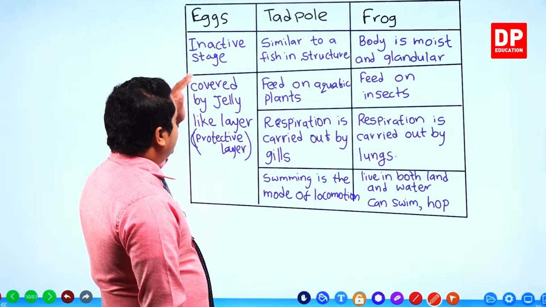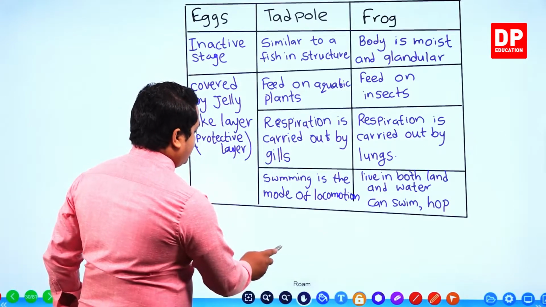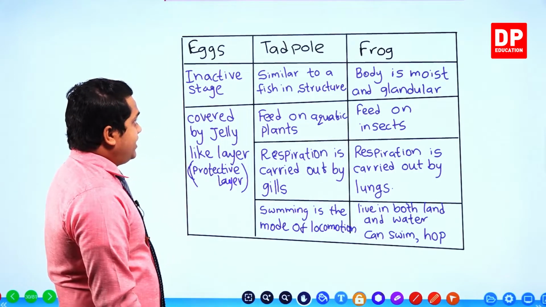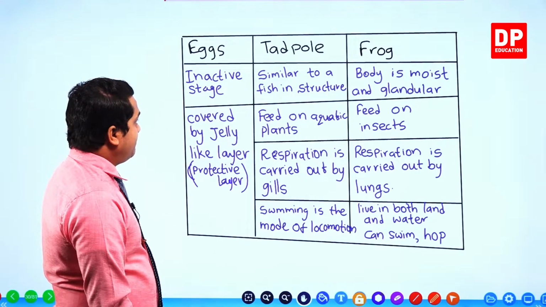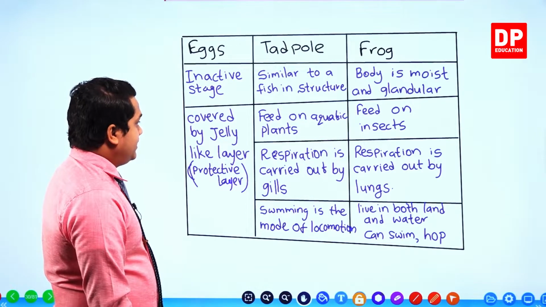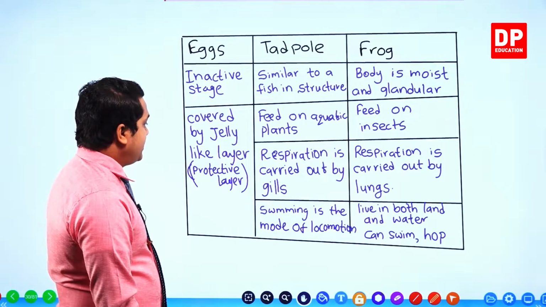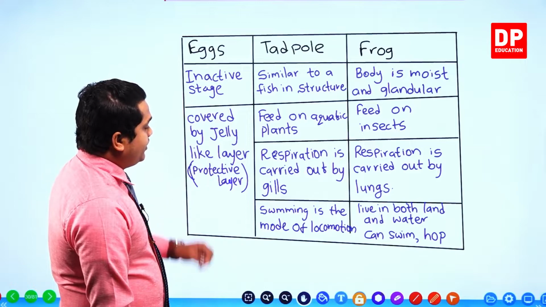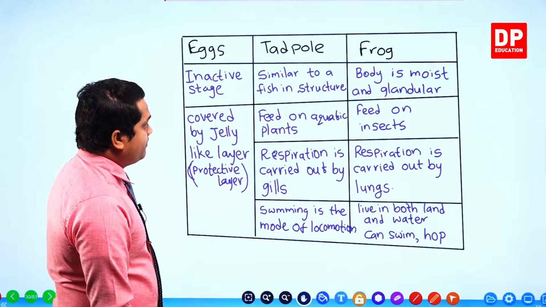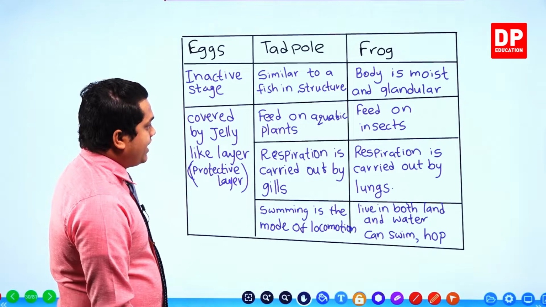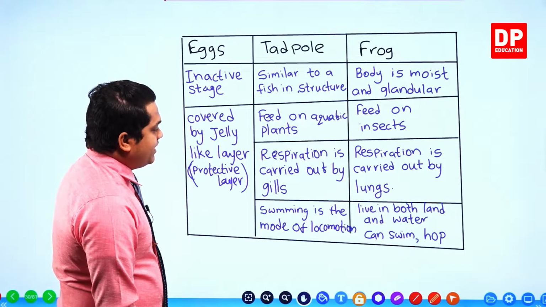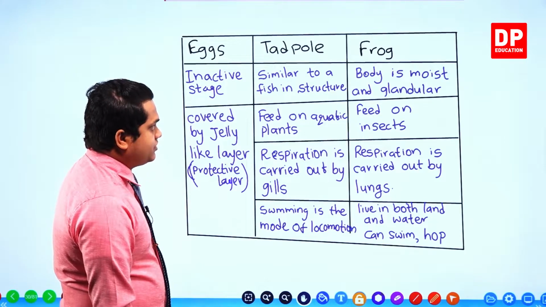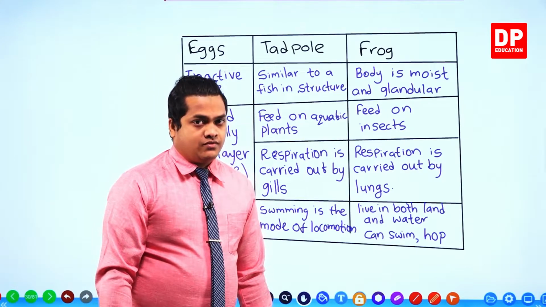Okay, so if you take the egg stage, right, within the egg stage you can say that the egg is somewhat inactive, right? Then it is covered by a jelly-like layer and it is also a protective layer. If you take the tadpole, it is similar to a fish in structure and feeds on aquatic plants. Respiration is carried out by gills and swimming is the mode of locomotion for the tadpole.